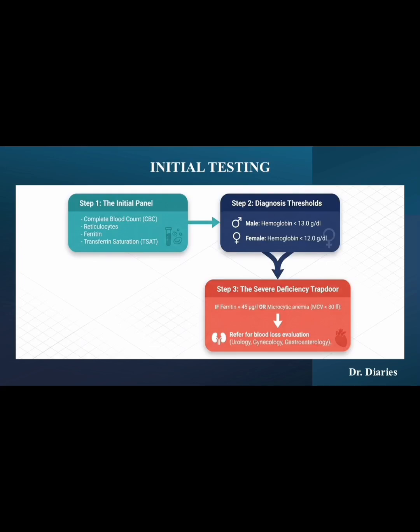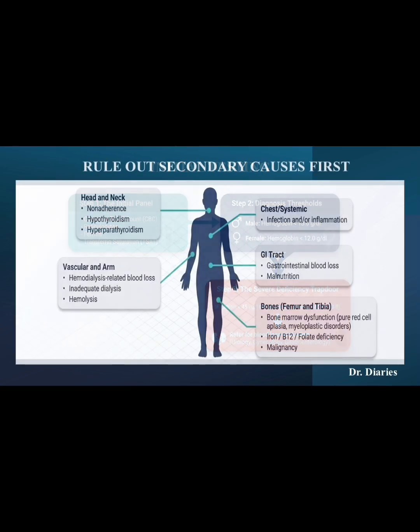Hemoglobin less than 13 in males and less than 12 in females is anemia, and in severe deficiency, where ferritin is less than 45, then consider evaluation for blood loss. Before labeling anemia as CKD-related, we must rule out other causes such as iron deficiency, malignancy, or nutritional deficiencies.